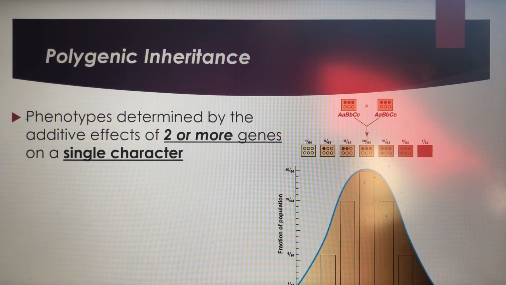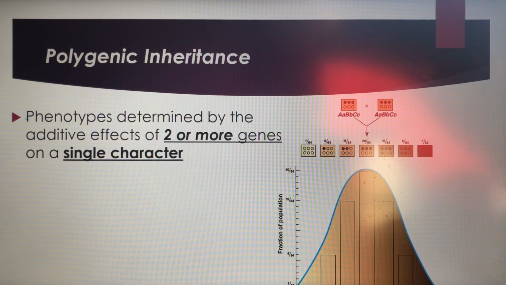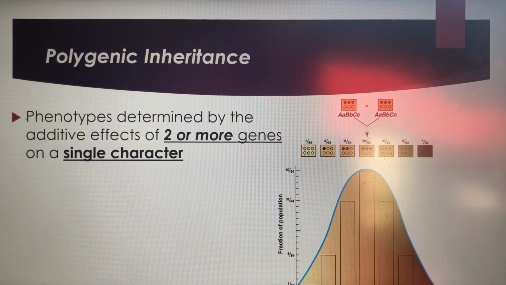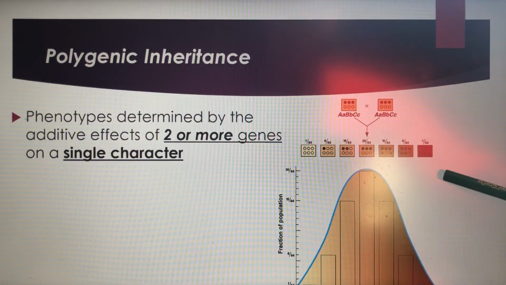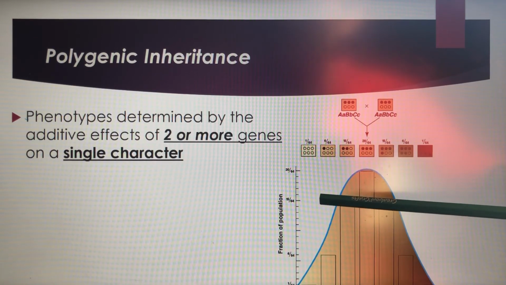This is showing you here, this is our classic definition of polygenetic inheritance. Phenotype is determined by the additive effects of 2 or more genes on a single character, on a single trait. So what's the trait here? In this case, this is showing you skin tone. So the trait is skin tone. And you have 2 or more genes adding to that, okay?